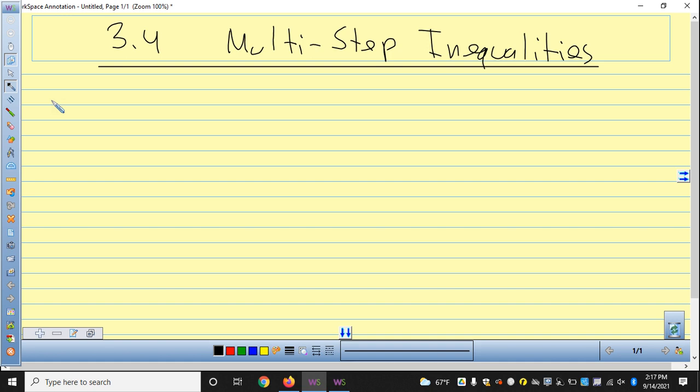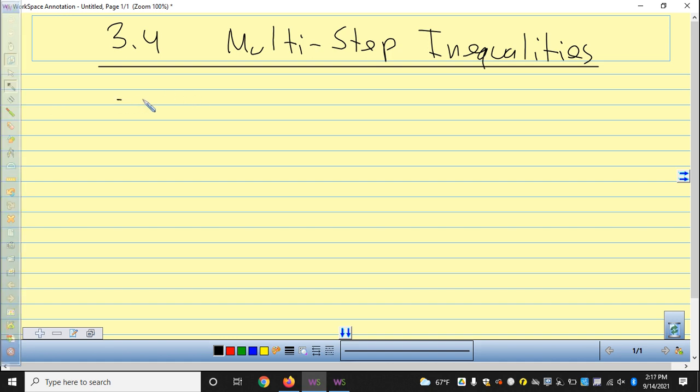All right, so like I said yesterday, solving inequalities is exactly like solving equations, except for our special rule when we multiply or divide both sides by a negative. So I want to remind us what our steps are when we solve equations.